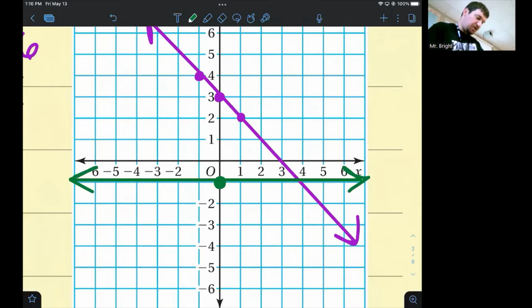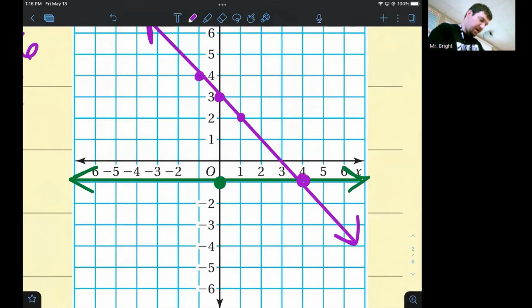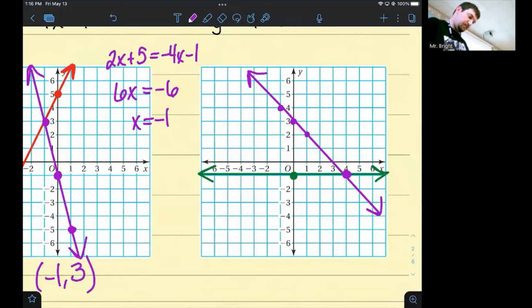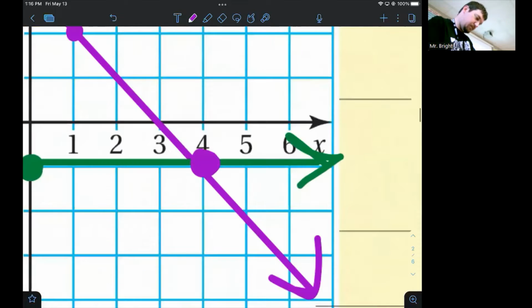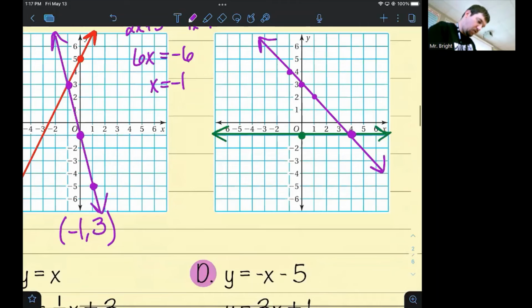And the intersection point, I didn't do a very good job of graphing the purple line. It should be right there. Carter, what is that intersection point? That'd be -1. Give me the whole point. Oh, it'd be (4, -1). Got it, (4, -1).